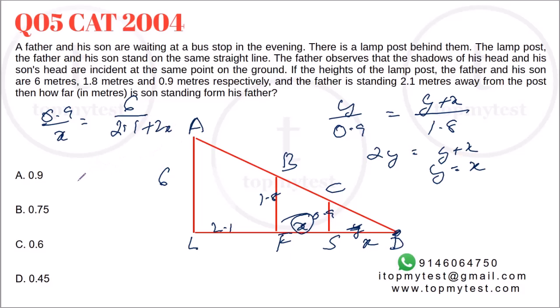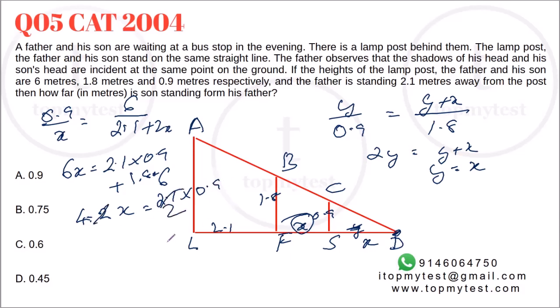Cross multiply, you'll get 6x equals 2.1 into 0.9 plus 2 into 0.9, so 1.8x. Rewrite this, you'll get 4.2x equals 2.1 into 0.9. This is half. So x should be half of 0.9. Option D is your correct choice. Under 2 minutes in an exam situation, job done.